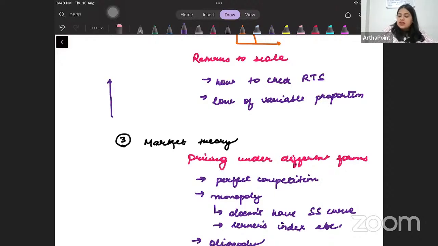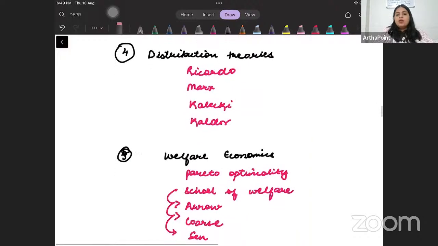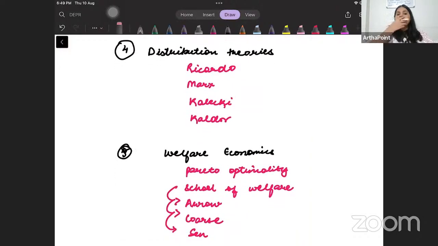So, when I say that my average cost curve, suppose I tell you that this is my long run average cost curve. So what does this state represent? Is time pe aapka returns to scale kya hai? You should also be aware about that. Okay, it'll come forward. Now let's talk about the distribution theories. So distribution theory mein Ricardian, Marx, Kalecki and Kaldor, only 4 distribution theories are mentioned. So you must be aware of all 4.